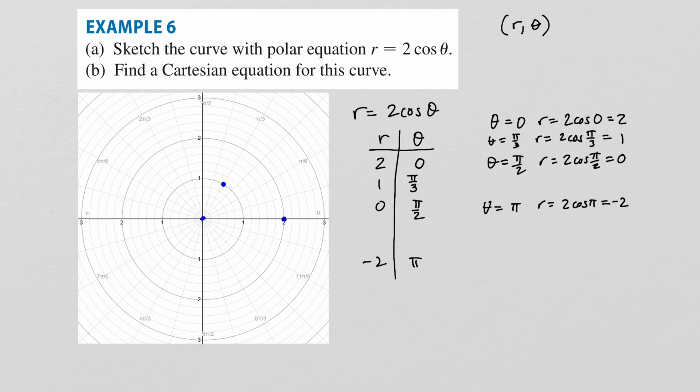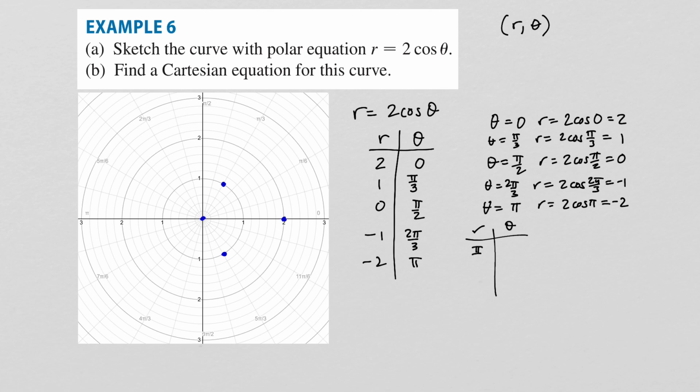Okay, now what about another angle? How about 2 pi over 3? If theta is 2 pi over 3, r is going to be 2 times the cosine of 2 pi over 3. That's 2 times negative 1/2, which is negative 1. So if we go to 2 pi over 3, which is this angle here, we are going to travel in the opposite direction, 1 unit, which puts us down here. Okay, so when you sketch out these points, we're going from here to here to here to here. I still don't feel confident about what that shape is, so I need to plug in a few additional points.